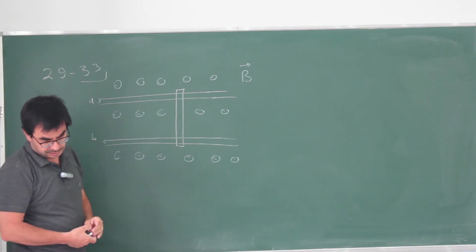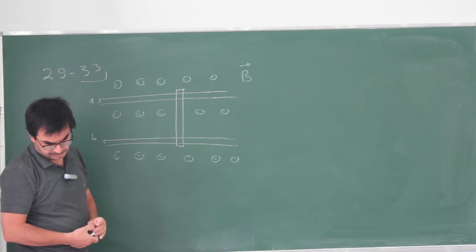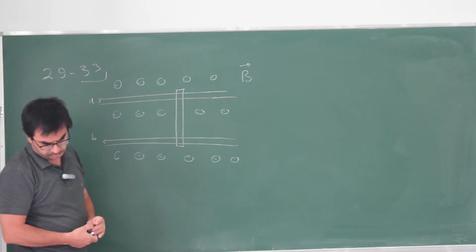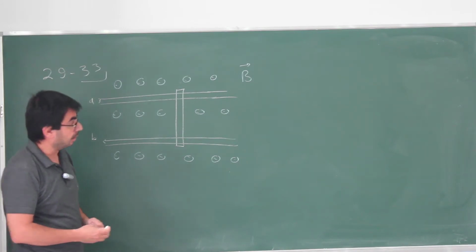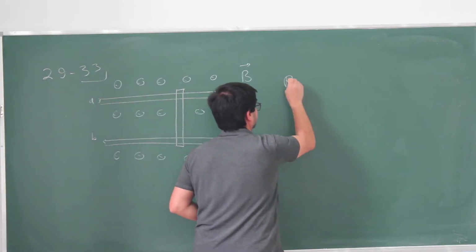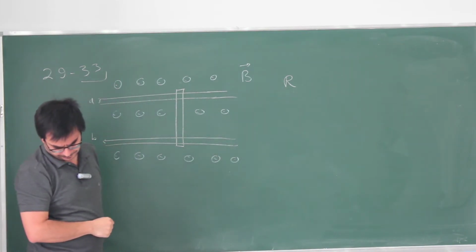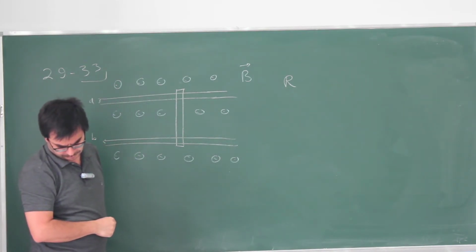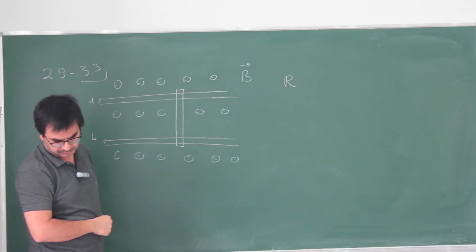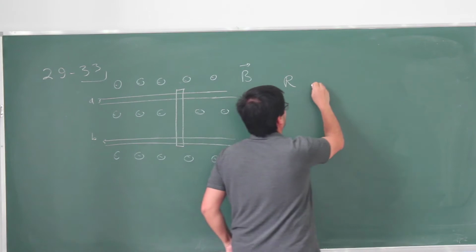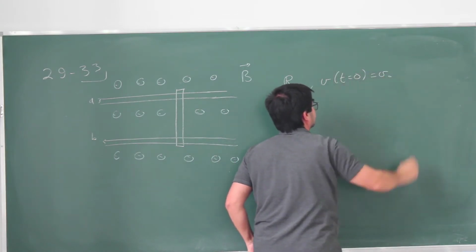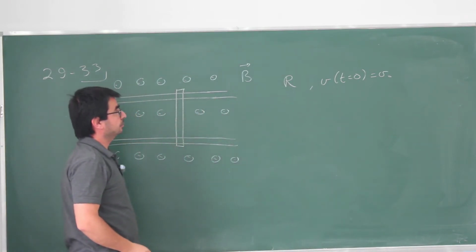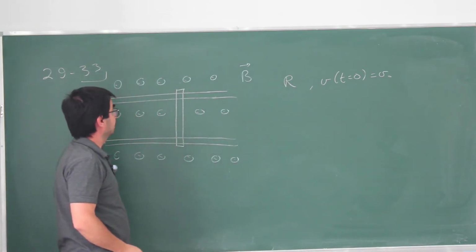Now, for part B, suppose that at t equals 0, the rod has speed v equals v naught. The two rails are connected electrically by a wire from point A to point B. Assuming that the rod has resistance R, and the rails have negligible resistance, determine the speed of the rod as a function of time. Discuss your answer. So v at t equals 0 is v naught, and we are required to find how this is going to change.